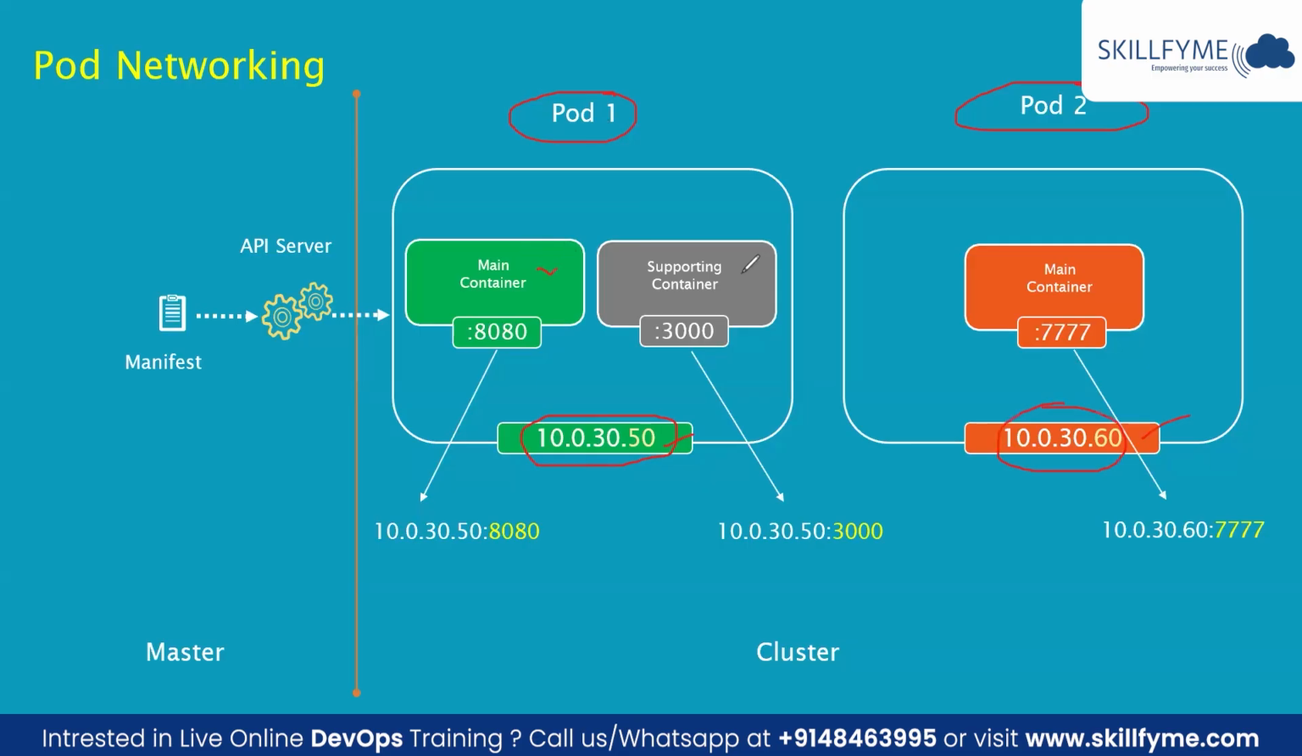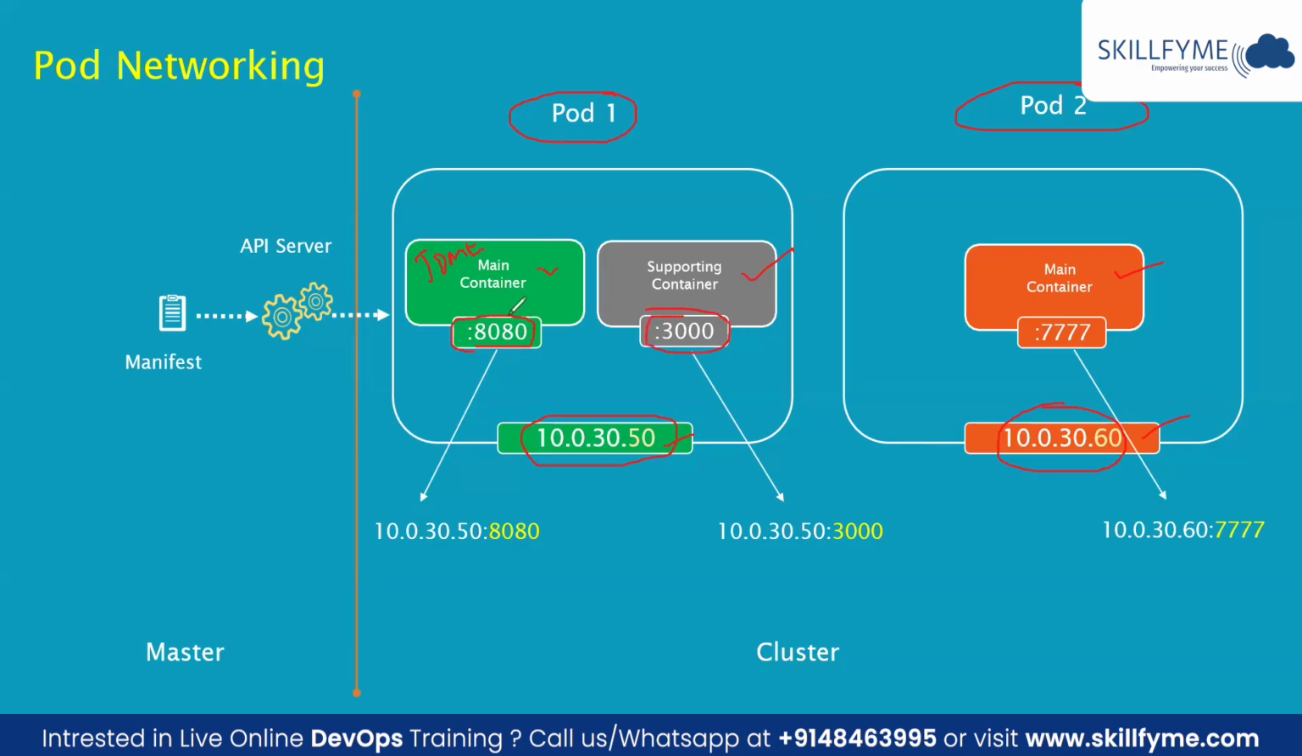One is a main container and another is a supporting container. Similarly, pod 2 has a main container. Whenever we run any container within the pod, the container will have its own port number. Let's say I'm running a Tomcat application in this main container. So I can have a port number like port 8080. Assume that I want to capture some monitoring tool or metrics, so I use a supporting container, which can be running as a service within my pod. So these port numbers are basically the identity of the container.